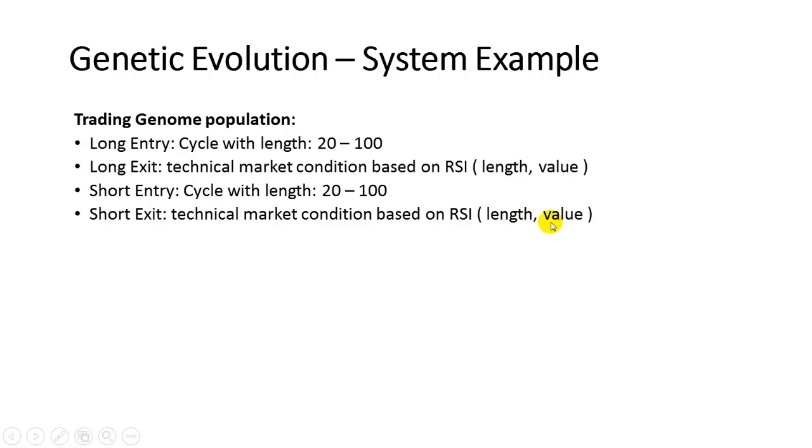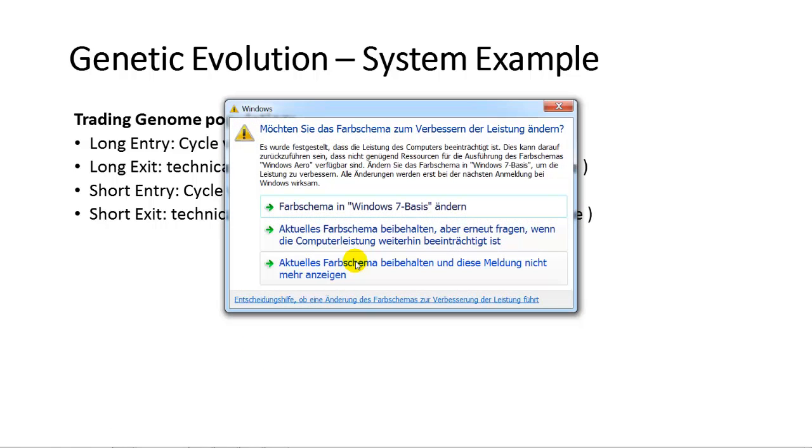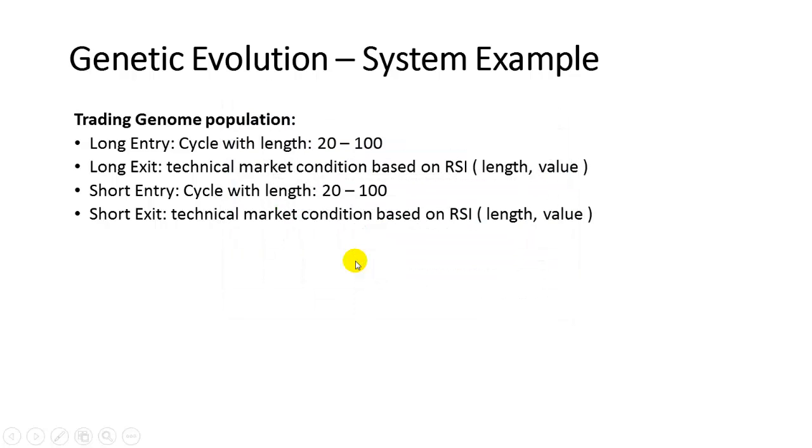So our trading system we want to use here is based on the population with a cycle to go long and another cycle to go short. The cycle length is not known here, so we detect the cycle length based on the genetic algorithm here, and we will close our long trades here based on the technical market condition, which means that the length setting for the RSI and the value which is used for crossover is also not known and will be detected by the genetic algorithm. So same for the short signal here.